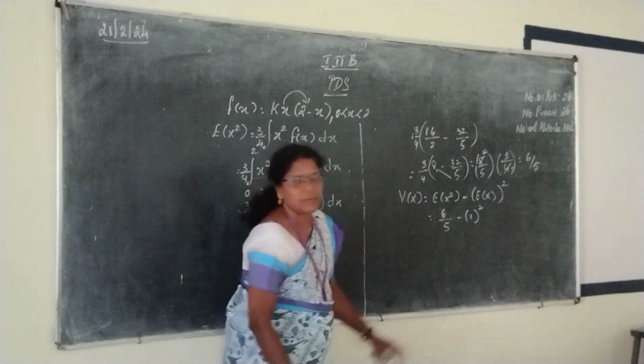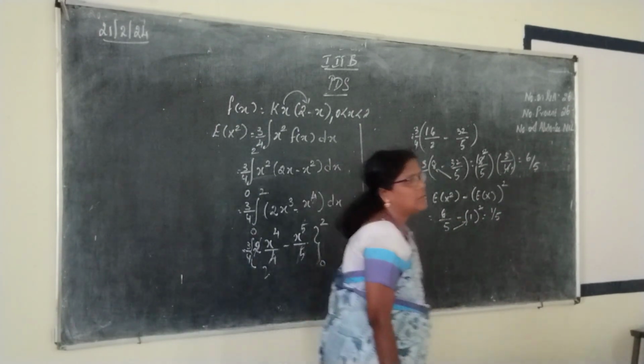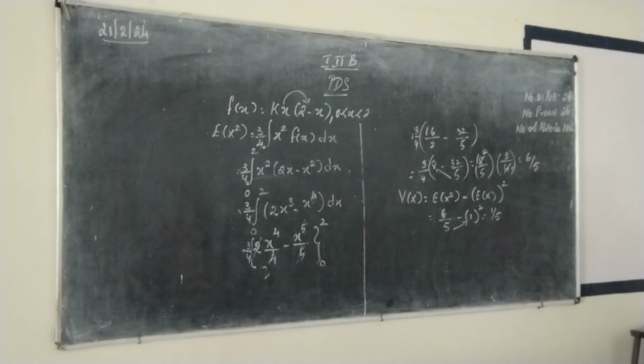So cross multiply now. You will get this to be 1 by 5. Any doubt, ma'am? Have you understood how to find the mean and variance? Many problems will be discussing the same one, even in unit 2.